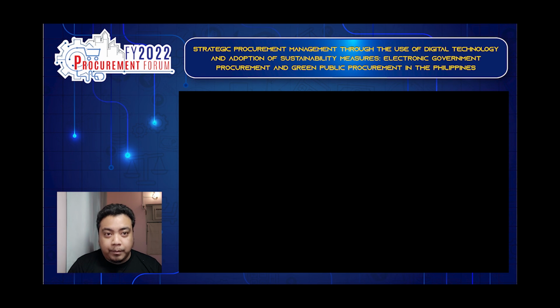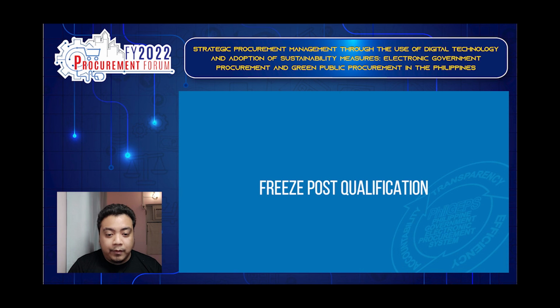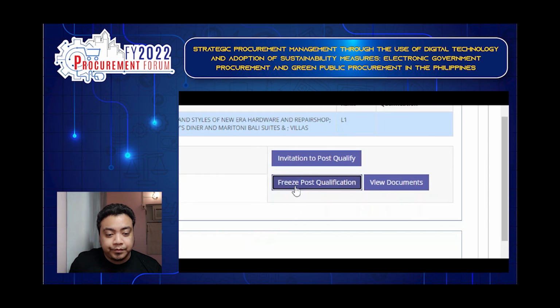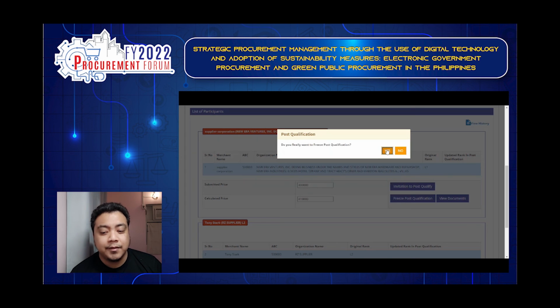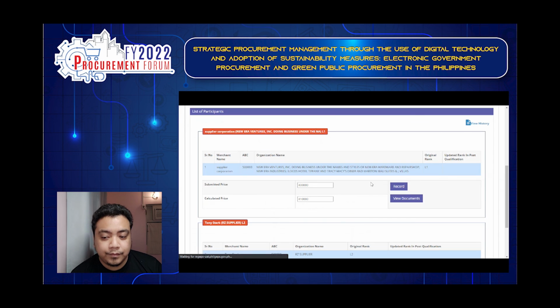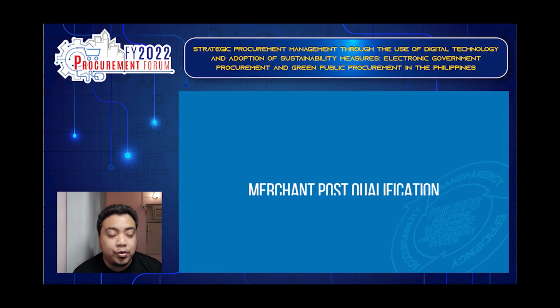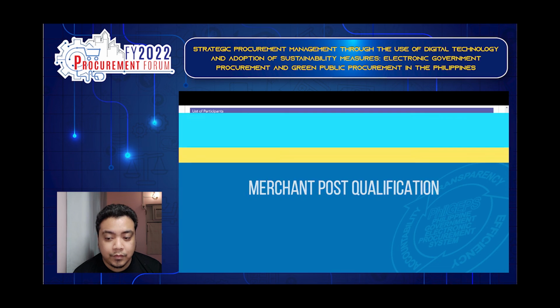Then that is what the merchant will comply with. Then we have a freeze post-qualification. So just click the freeze post-qualification and click yes. And then merchant post-qualification.